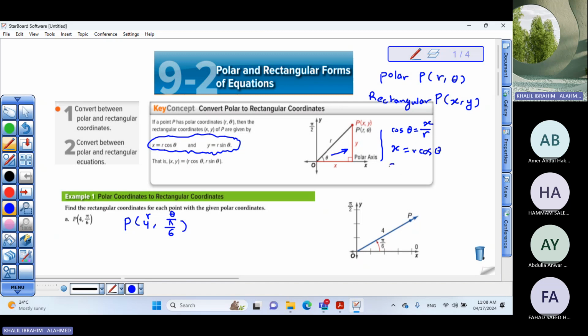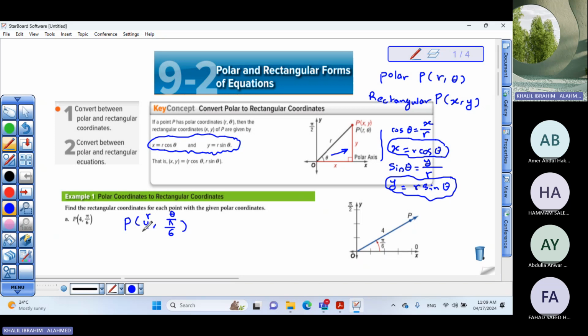In the same way, sine theta equals opposite over hypotenuse. The opposite is y over r. This is the hypotenuse. We can write here y equals r sine theta. We have two formulas to convert between polar and rectangular coordinates. Here, as you see, this is the example.